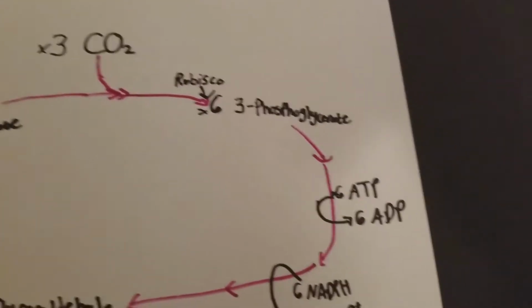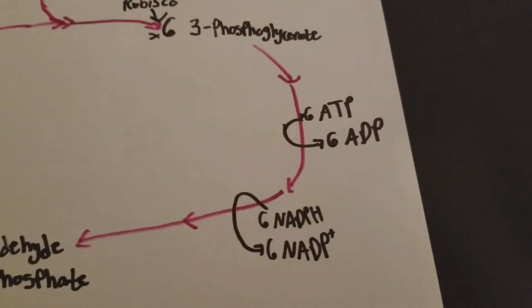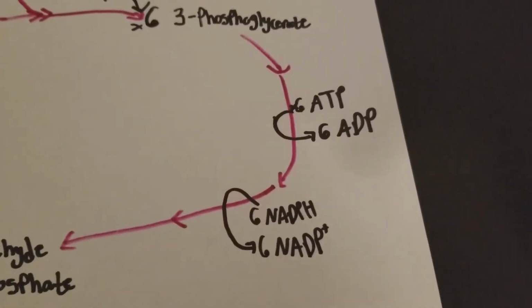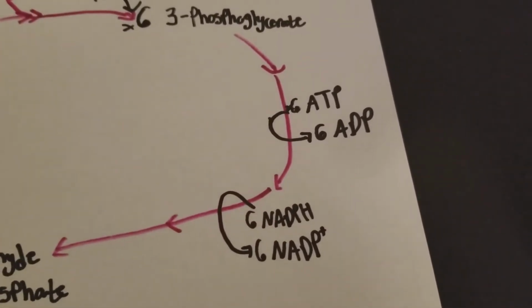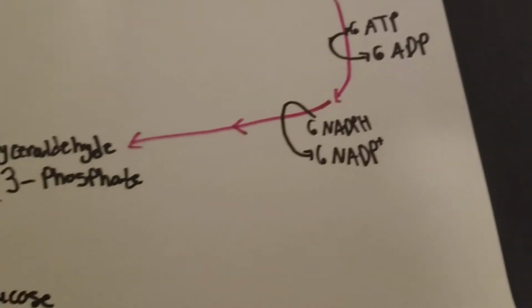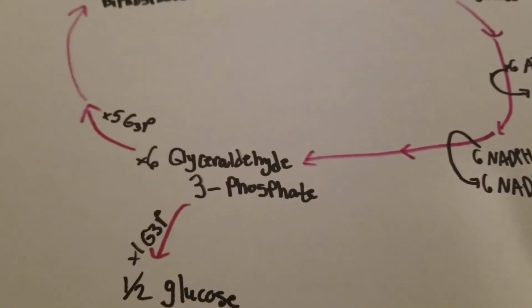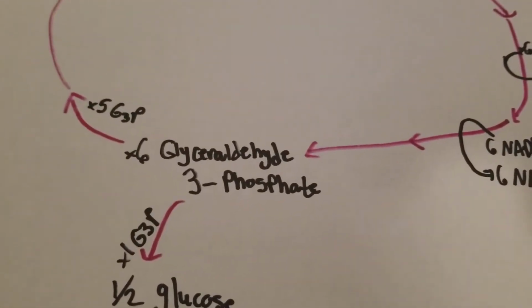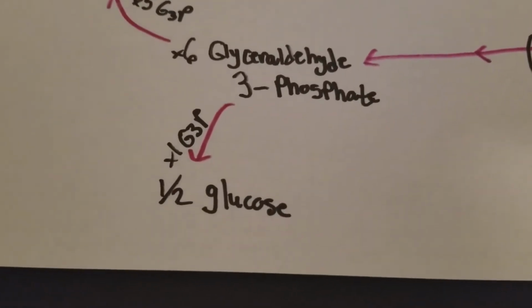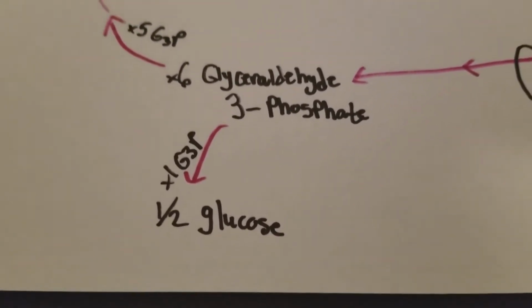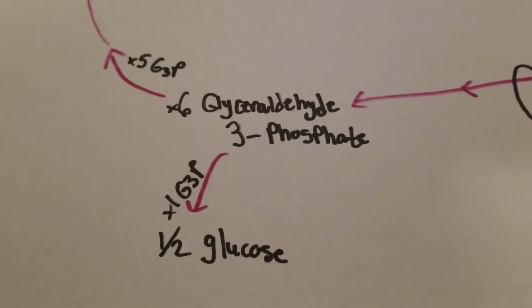With this, you're going to see the ATP and the NADPH are going to give up their energy and they're going to go into their reduced forms. This is going to go down and it's going to make 6 glyceraldehyde 3-phosphates. One of these is going to be used to form half a glucose, so it'll need to go through twice to form at least 1 glucose molecule.